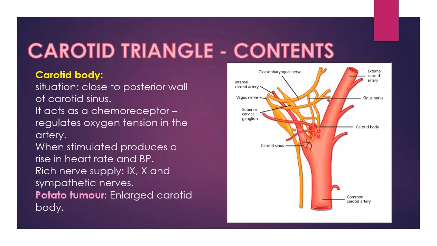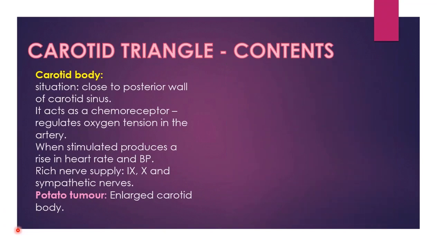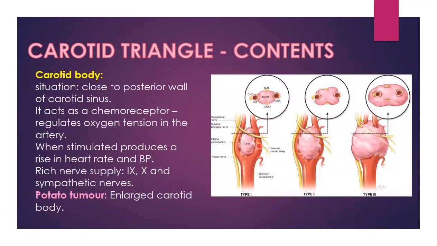Now, in very rare cases, this carotid body might get enlarged. Enlargement of the carotid body is called a potato tumor. The tumor might vary in size, it might be a smaller one or a very large one, different types. It might compress the carotid sinus, and it might produce symptoms of anoxia.